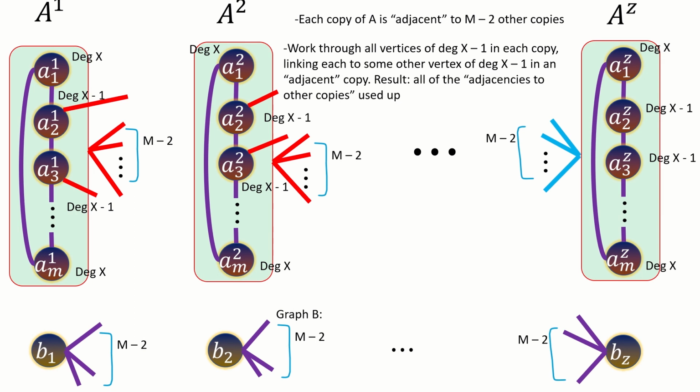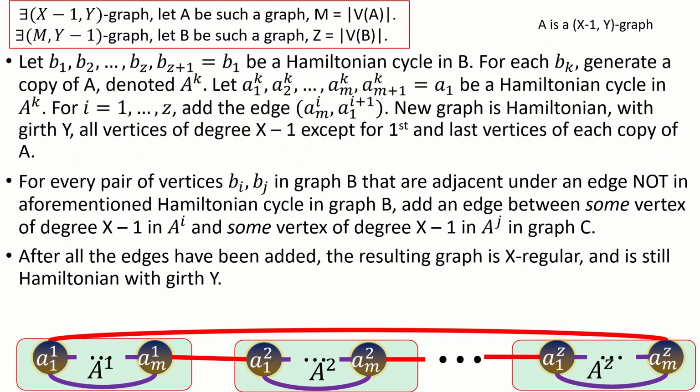At every point in this process, each copy has exactly as many remaining unused neighbors as it has remaining unused vertices of degree x minus 1. So when we finally run out of intercopy adjacencies, we would have raised the degrees of every x minus 1 degree vertex in the graph to degree x. After this process completes, the graph is regular of degree x. But why is it guaranteed that our graph still has girth y?